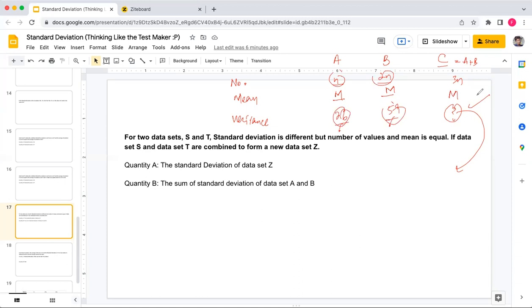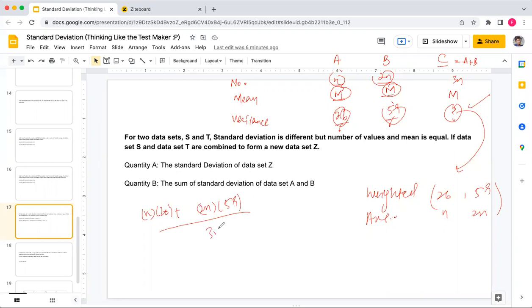But you got how we can find the variance of the data set which is a combination of two data sets having different variances and the same mean. The condition is the mean must be the same, otherwise we can't do it this way. So that will be just the weighted average of 26 and 59 having number of elements n and 2n. In that case, that was n into 26 plus 2n into 59 divided by 3n. You get, I don't remember, 48 or whatever the value is.